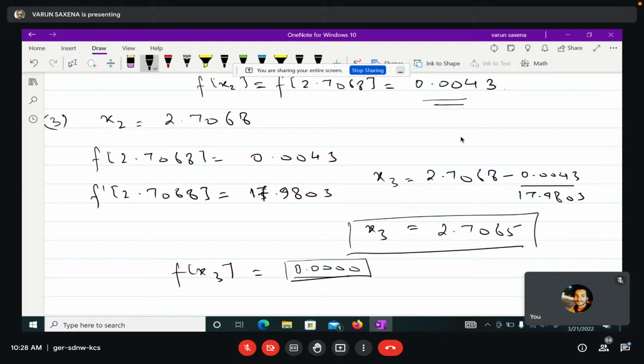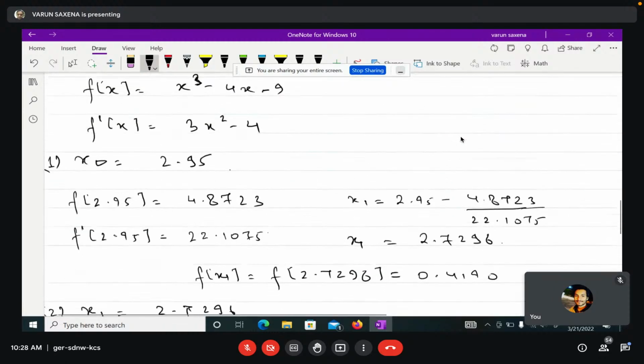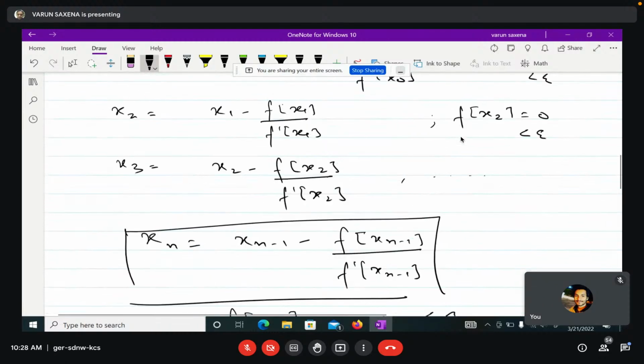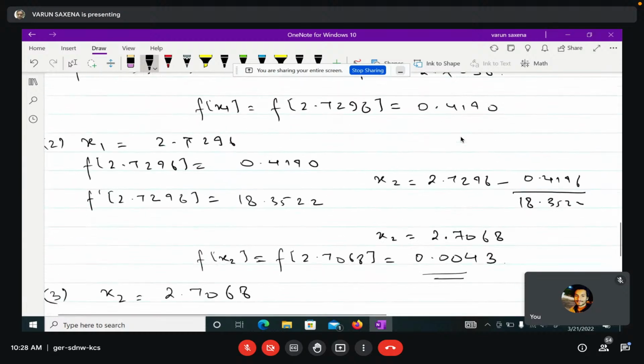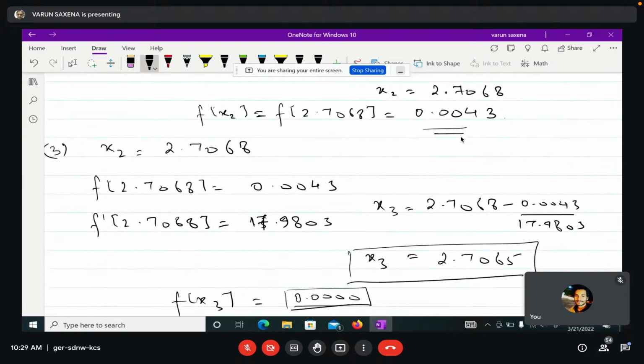If this comes up, we will just stop here. Because if you do it again and go to the next iteration, we will keep getting this same value, because if you look at it, this term will be 0. f(x3) will be 0, so x4 will be x3 minus f(x3) divided by f'(x3), which gives x4 equal to x3, x5 equal to x4, and it will just remain the same. So you stop here, and this is the solution.